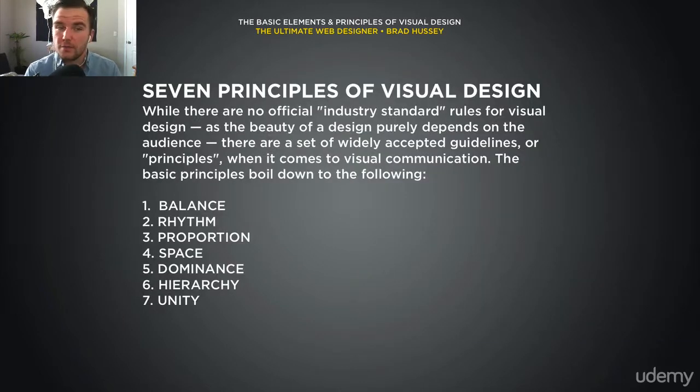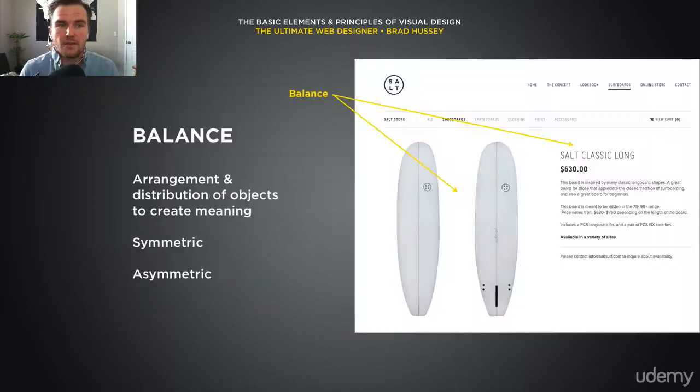There are 7 principles of visual design, and while there are no official industry standard rules for visual design, because the beauty of a design purely depends on the eye of the beholder, there are a set of widely accepted guidelines or principles when it comes to visual communication, and the basic principles boil down to the following 7. Balance, rhythm, proportion, space, dominance, hierarchy, and unity.